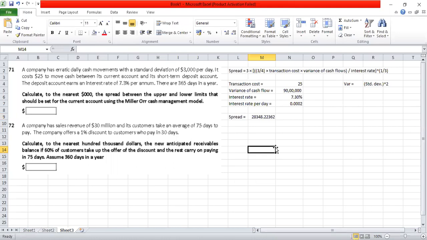So here we are asked what the spread is. Spread is calculated as 28,348.22. It is to be calculated to the nearest thousand, so the answer will become 28 followed by all zeros, because nearest thousand. So 28,000.